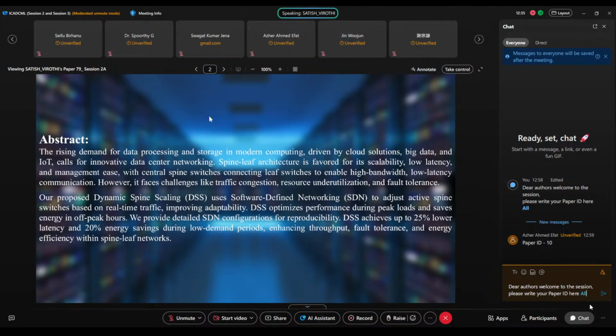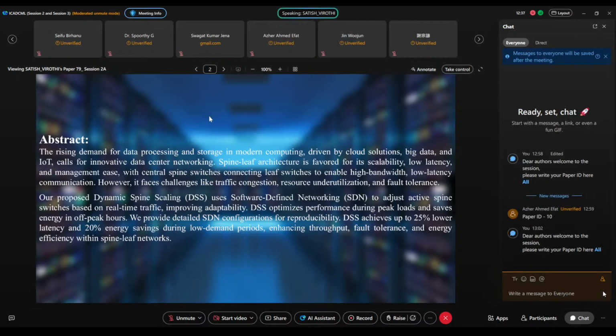The spine leaf model uses central spine switches that connect to leaf switches, enabling high bandwidth, low latency communication within the data center. However, despite its advantages, this architecture still faces challenges such as traffic congestion, resource underutilization, and fault tolerance issues. To address these challenges, we proposed a solution called dynamic spine scaling, which leverages software-defined networking to dynamically adjust the active spine switches based on real-time traffic conditions.